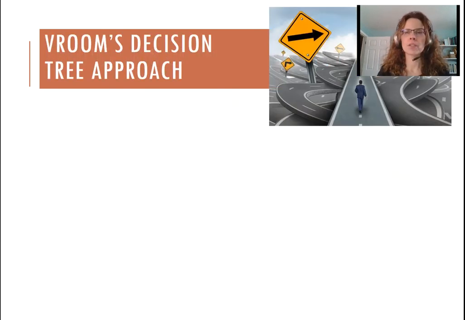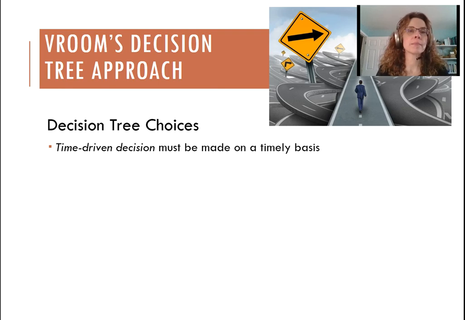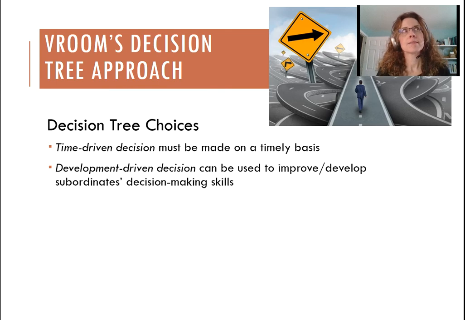The final contingency approach that I'm going to talk about is Vroom's decision tree approach. Here we have some choices. Sometimes we have time-driven decisions. Those need to be made on a timely basis. Sometimes bosses are having to make decisions that are more developmentally oriented, where we maybe want to think about how we're going to make decisions based upon our belief that our employees, our subordinates, our followers need to improve or develop their decision-making skills. So we've got a couple of different things that we're thinking about.